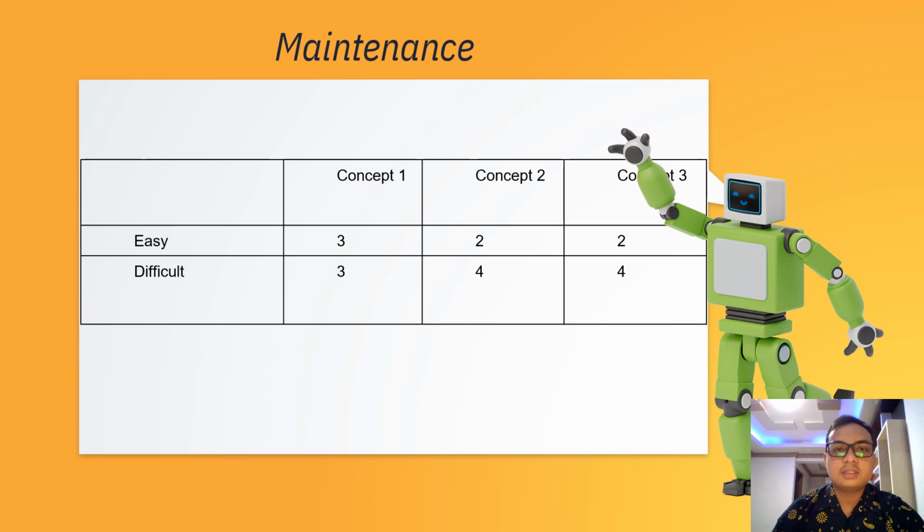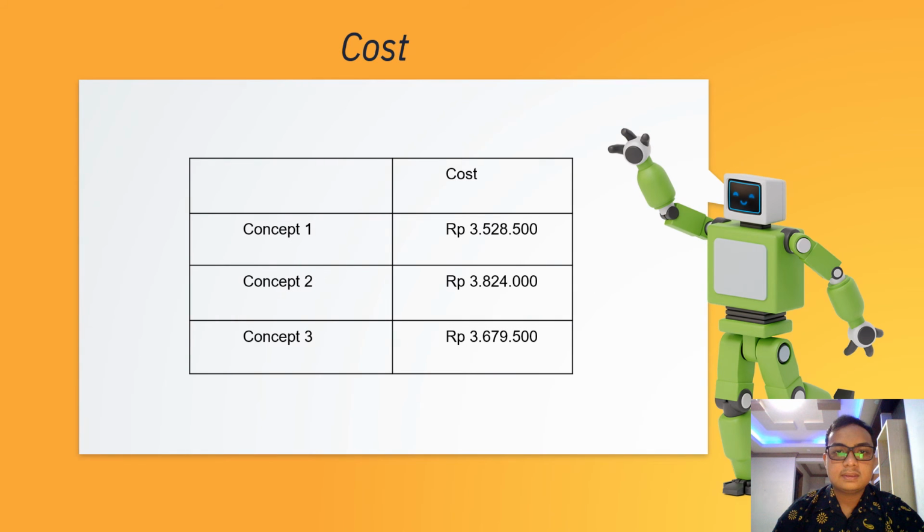The next is maintenance. Concept 1 has three easy maintenance and three difficult. Concept 2 has two easy maintenance and four difficult maintenance. It's the same for concept 3. It has two easy and four difficult maintenance. And this is the cost of the concept.